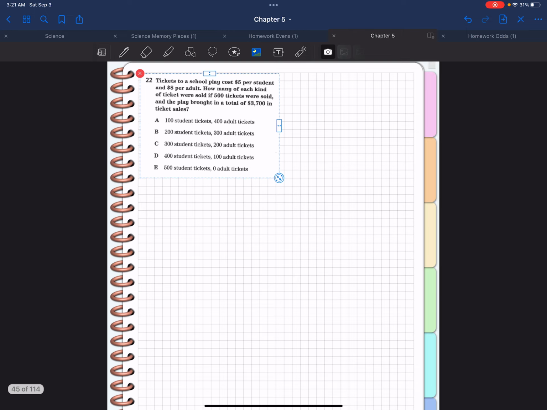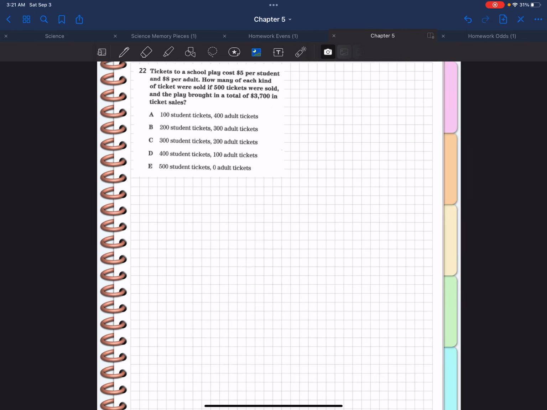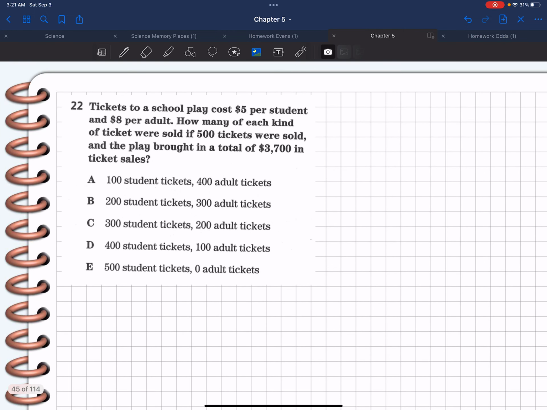All right, number 22. Tickets to a school play cost $5 per student and $8 for each adult.